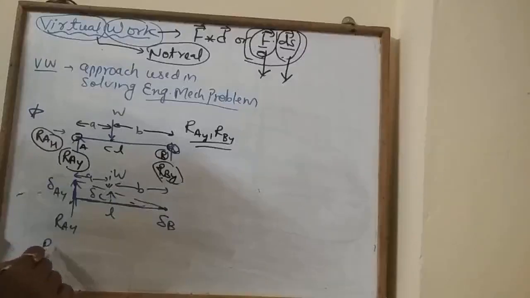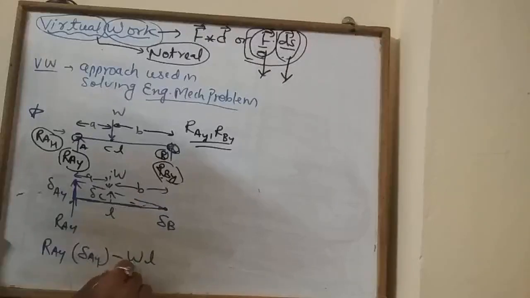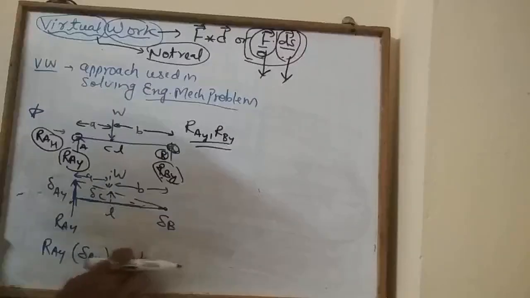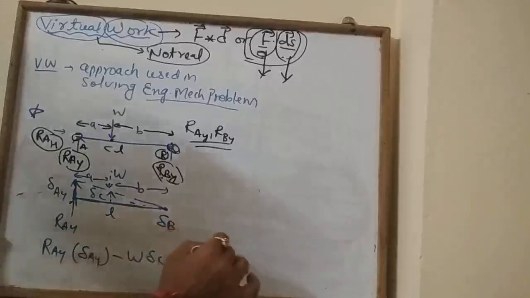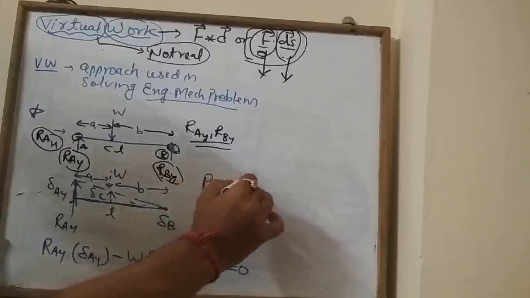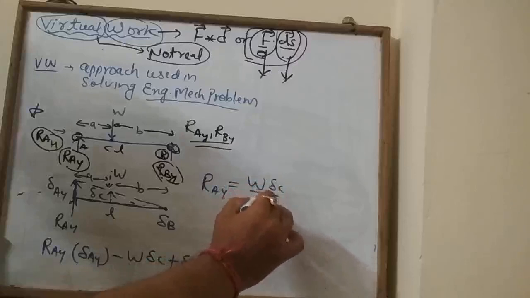it means RAY delta AY minus W into delta C plus delta B RB equals 0. So RAY equals W delta C upon delta AY.